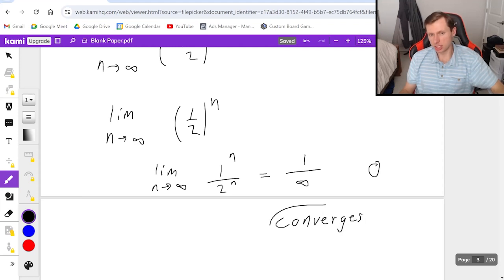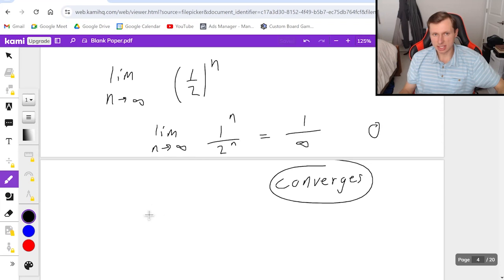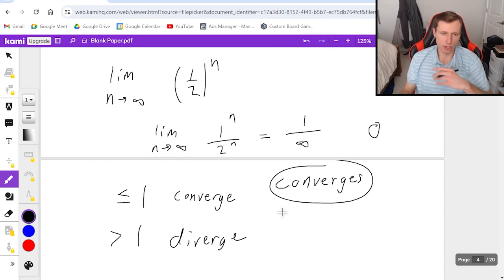And just another tip for you in general for this one, if you ever have a fraction to the power of n, then the result's always the same. If that fraction is less than or equal to 1, we are going to converge. And if the fraction is greater than 1, we will diverge. And that's a little shortcut for you.